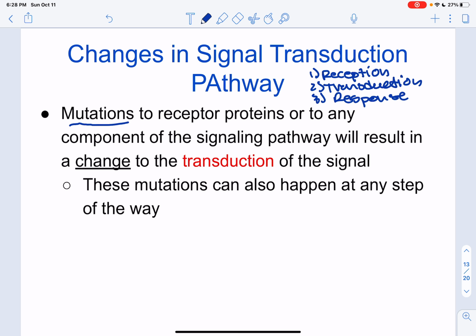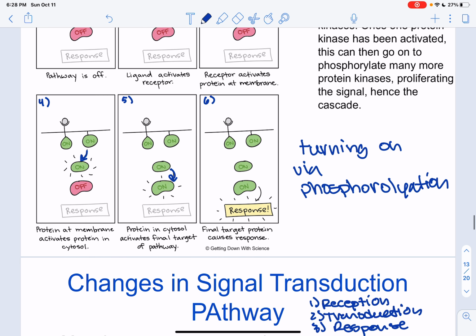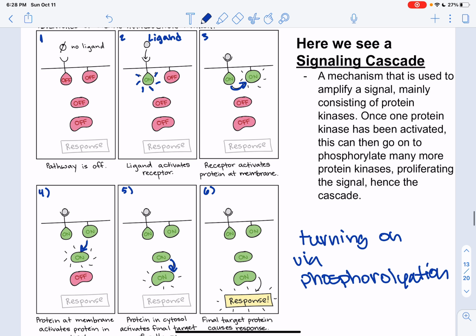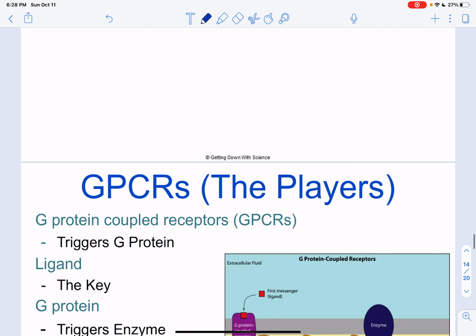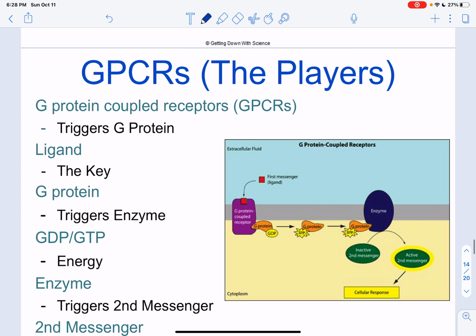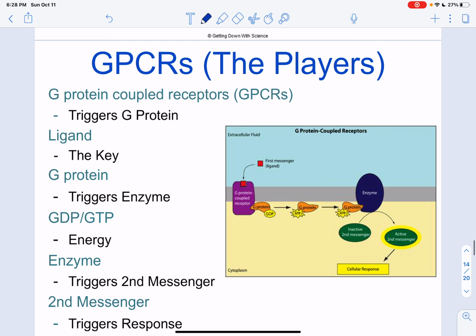It can happen at any step. It can also happen at any step here as well. 1, 2, 3, 4, 5, 6. So one example of a signal transduction pathway is going to be of GPCRs.